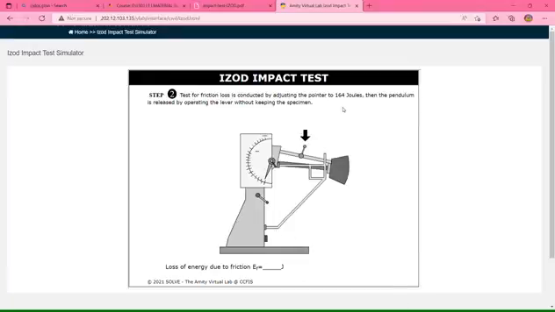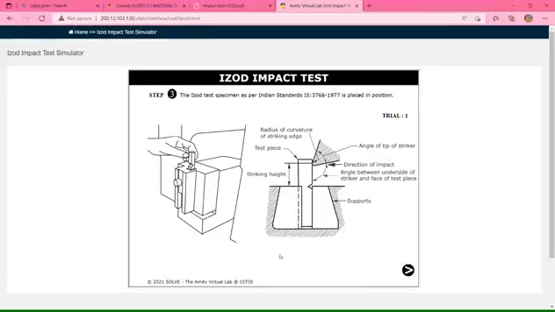For step 2, the test for friction loss is conducted by adjusting the pointer to 164 joules. Then the pendulum is released by operating the lever without keeping the specimen. So we got loss of energy due to friction, EF, is equal to joule.